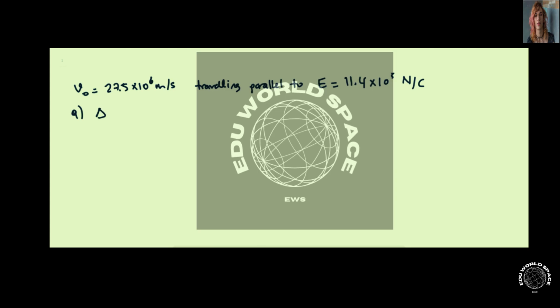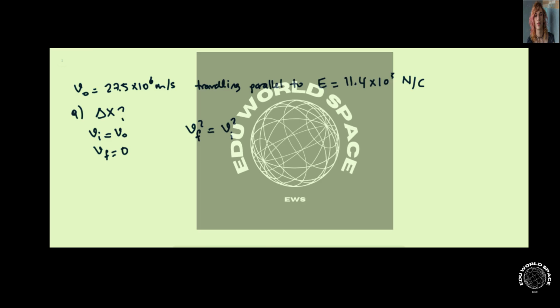So we're basically asked for delta x, the distance. How much does this electron travel before it stops? Which means the initial velocity is given to us, and we know the final velocity to be 0, because we're asked for the distance before it stops. So, using kinematic equations, remember v final squared equals v initial squared.